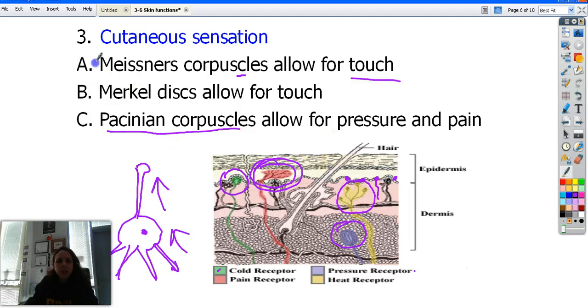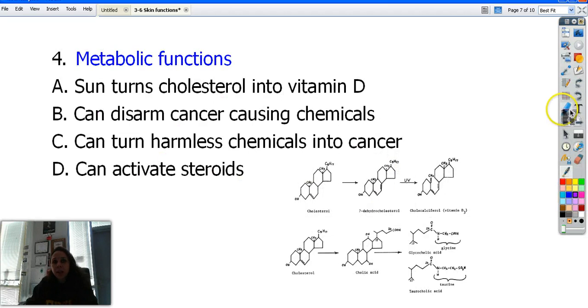So the main ones you need to know are these three. There's lots of different kinds, but just know Meissner's for general touch, Merkel for touch, Pacinian for pressure, and free nerve endings for pain.